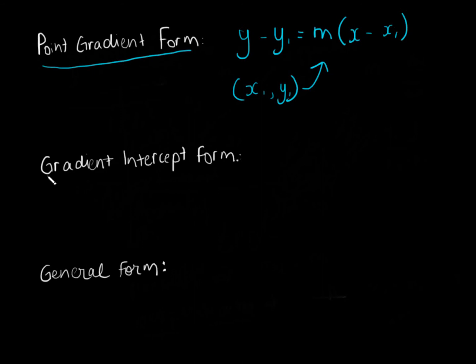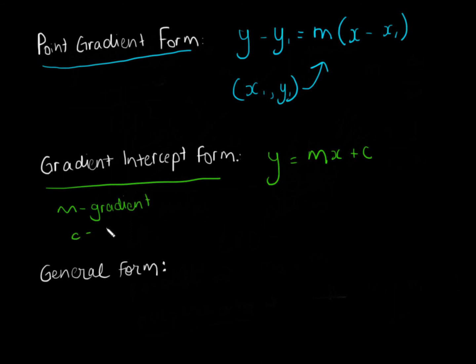The next form we have is the gradient intercept form. This one is the one that we have been using since 8th grade, I think. And it is y equals mx plus c, where m is the gradient, as up here. M is the gradient, and c is the y-intercept. So I'll just write it here. M is the gradient, and c is the y-intercept.